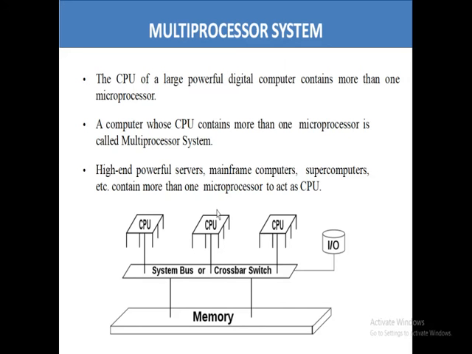What is the advantage of a multiprocessor system? If there is more than one processor in a system, then it is a powerful computer. So supercomputers, mainframe computers or high-end powerful servers contain multiple processors. That is, they can process more data at a single time. So it is very fast.